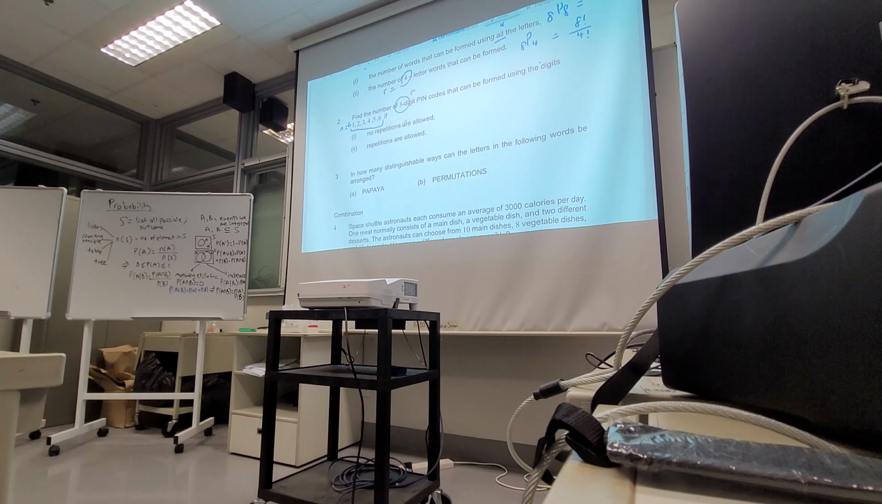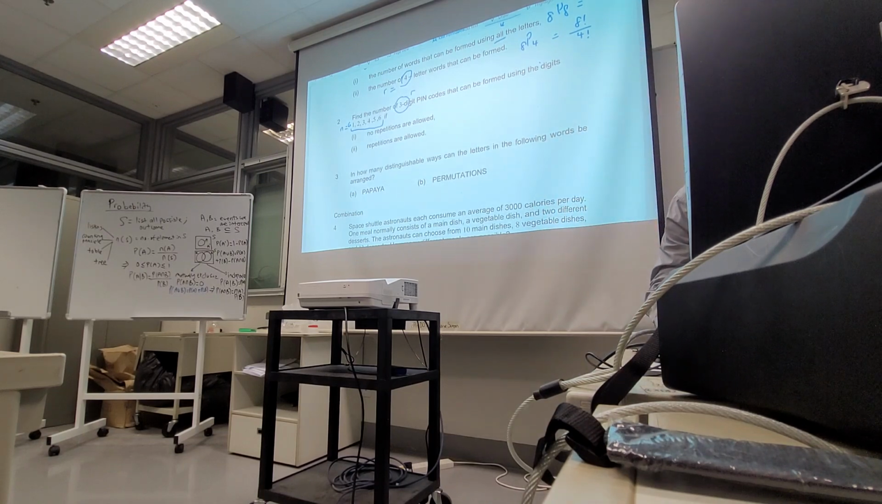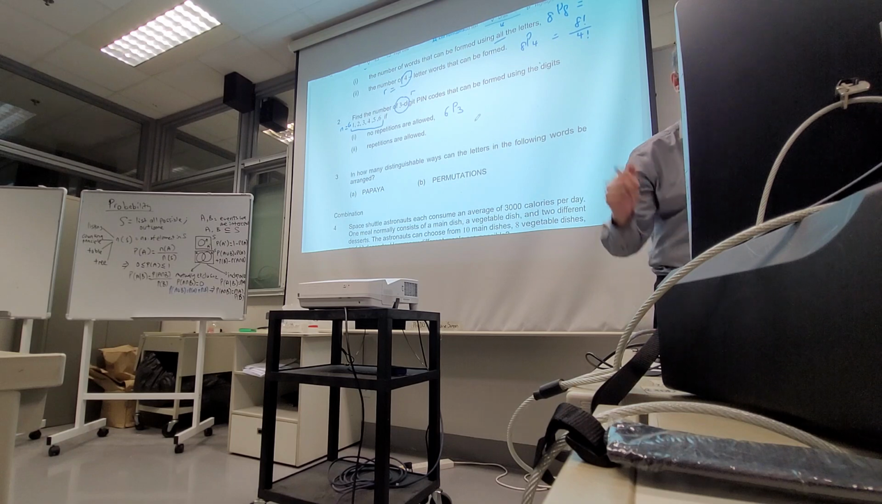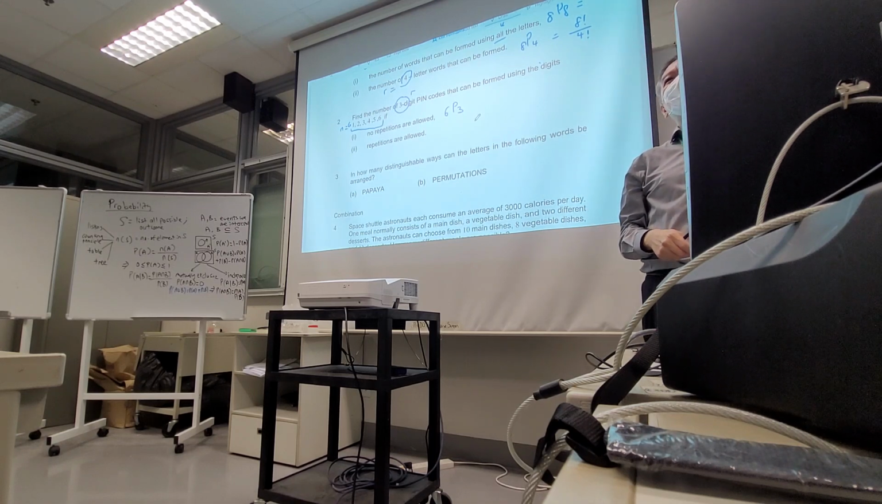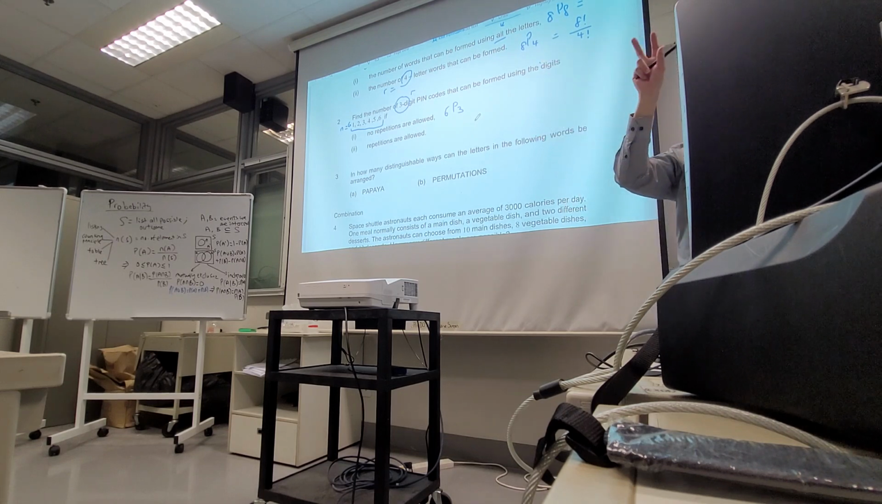Remember that permutation and combination always have no repetition. So this first one, very easy, it is going to be 6P3. Got it? Remember the diagram I showed you last week? Once you have no repetition, then you can use permutation and combination.